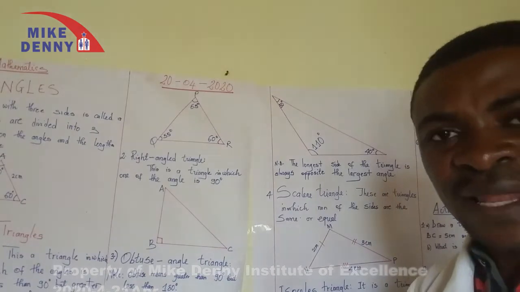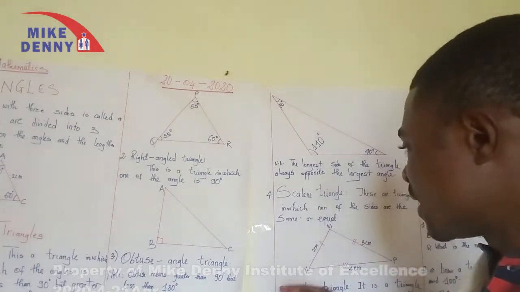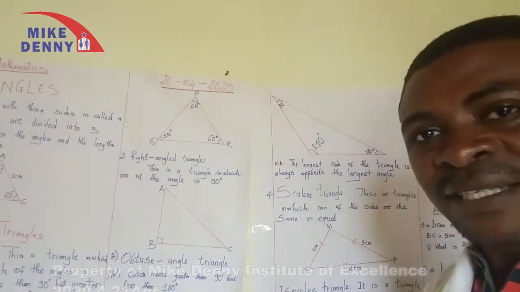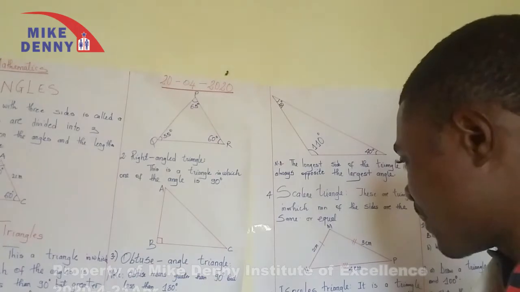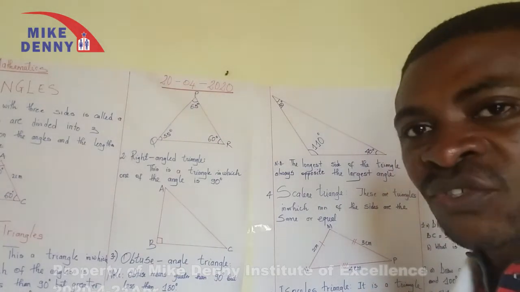They have different lengths. When I talk of dimension, I'm referring to the lengths. The lengths are different. So when the lengths are different, we'll now refer to that type of triangle as a scalene triangle.